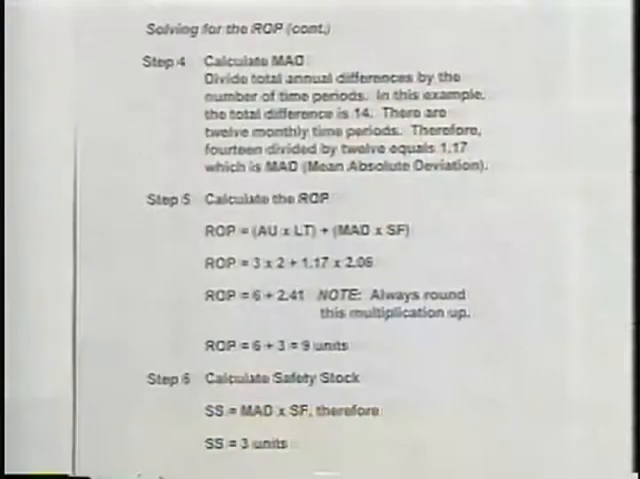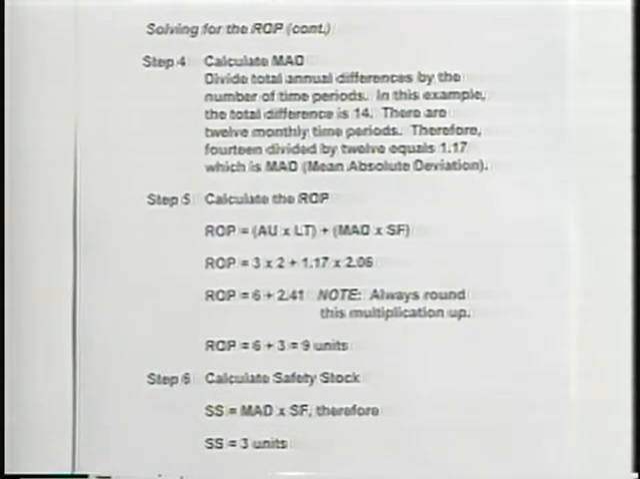So moving on to page number 11G, step number 4, since we have a total deviation of 14 and we have 12 time periods, we divide 14 by 12 and we get the average deviation of 1.17, which is actually MAD, mean absolute deviation. Now, in step 5, I re-enter my formula so I don't make a mistake. Then the data elements are replaced by the actual data that was calculated in the preceding steps.